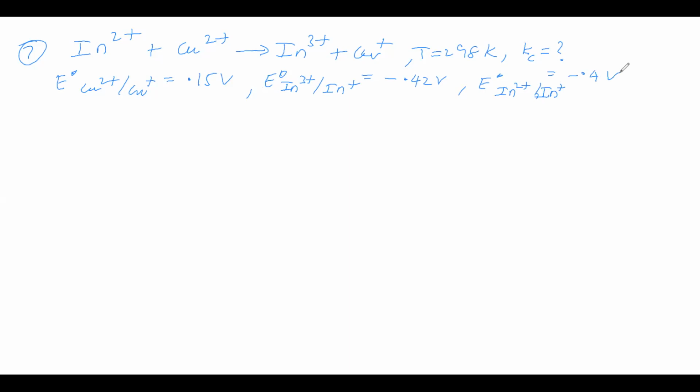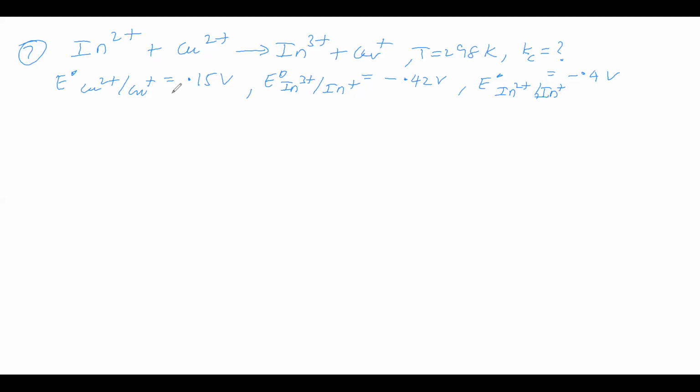So what are the E naught values given? Cu2+ bar Cu+ is 0.15 volt. Then In3+ bar In+ is minus 0.42 volt. Next given is In2+ bar In+, which is minus 0.4 volt.